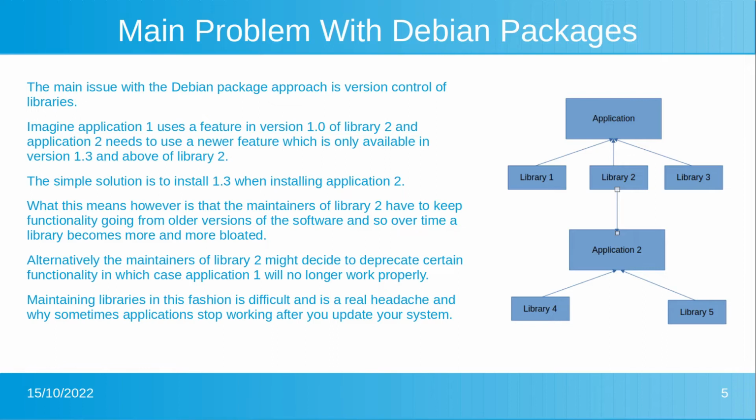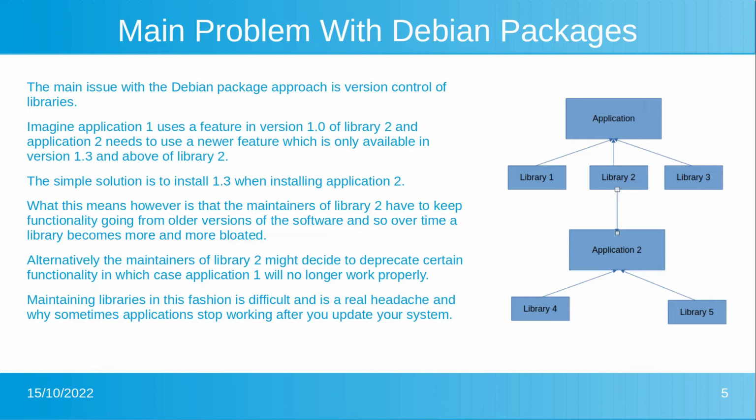So the main problem with Debian packages is controlling them. For instance, in the example to the right, application 1 and application 2 use library 2. So imagine application 1 was written 10 years ago and it uses version 1 of library 2, and it's got some features in there. Imagine it's using Flash, for instance. Application 2 is using features that are in versions 1.3 and above. So it needs version 1.3. Installing version 1 would mean application 2 would break.